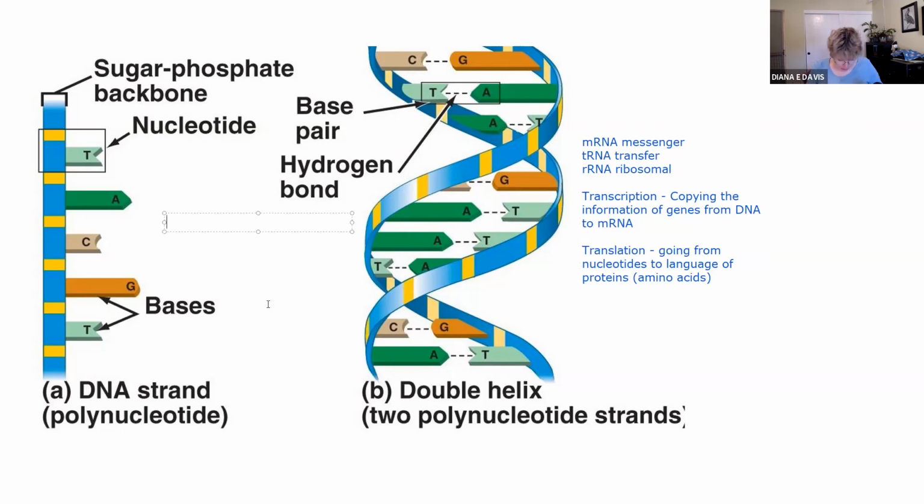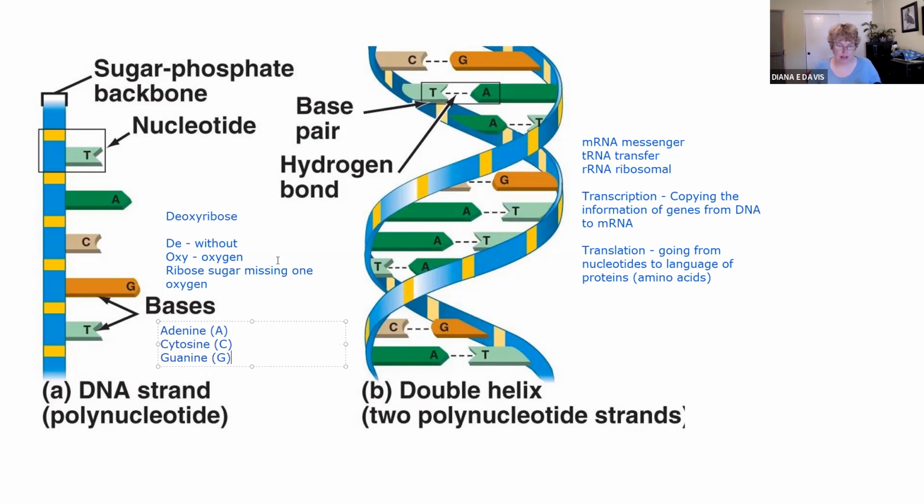Because this is DNA, the sugar is a molecule called deoxyribose. The DE part means without, oxy is oxygen. So this is a ribose sugar missing one oxygen. Tells you what it is right there in the name. And our four bases for DNA are adenine, which is abbreviated with an A, cytosine, C, guanine, G, and thymine, T.